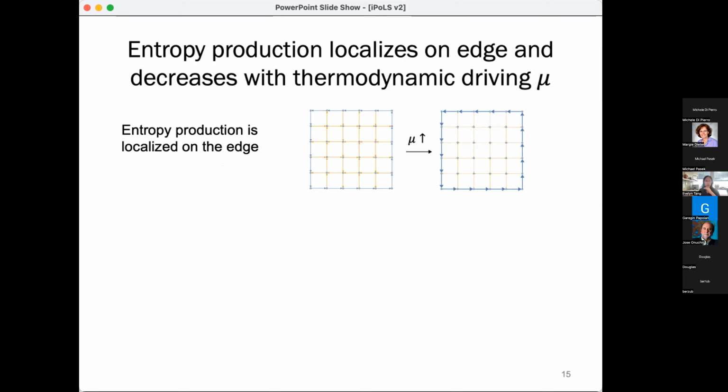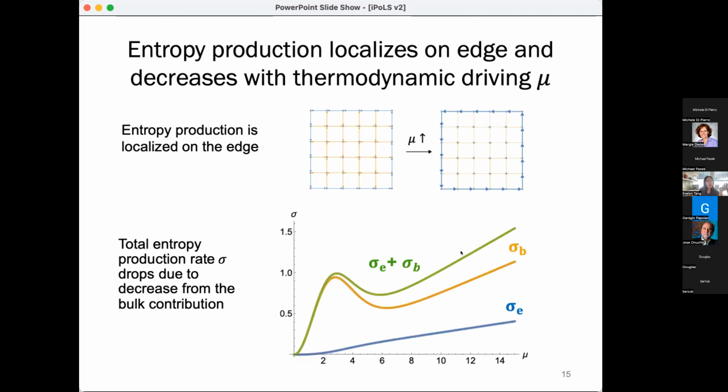the dynamics become localized on the edge of the system. They go from this random walk, or being sort of homogeneous, to being localized on the edge, and hence the entropy production also becomes localized on the edge. So when we look at the total entropy production, we see that it has two contributions: from the edge, sigma E, as well as from the bulk, sigma B.